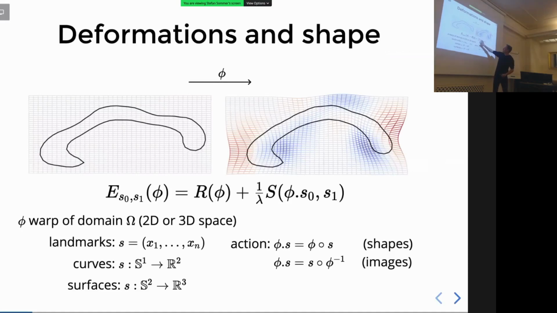Let's say we do exact matching, so that now the shapes after deformation match exactly, then this one would be 0. And then the amount of effort you need to deform one domain is captured in the R term.